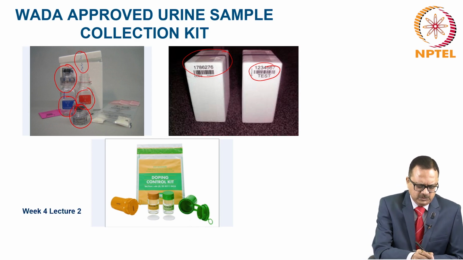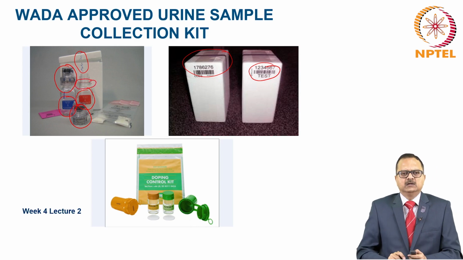Now, if you see the bottle carefully, there is a red colored ring on the rim of the bottle. If that ring is there, you will not be able to seal the bottle. So make sure you remove that ring and then seal the bottle. All this will be explained to you by the DCO during your sample collection. But it is better if you are aware of all this. And if you are an athlete support personnel, you should definitely be aware of all this.